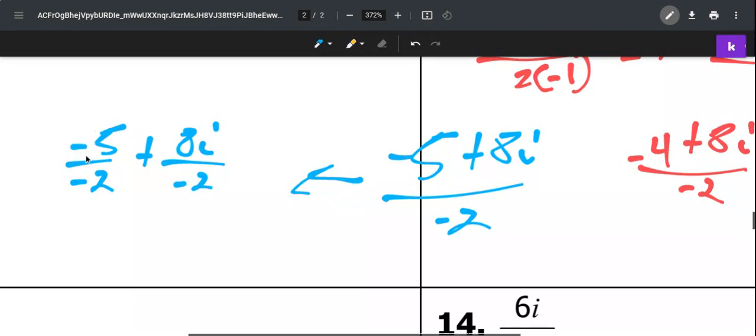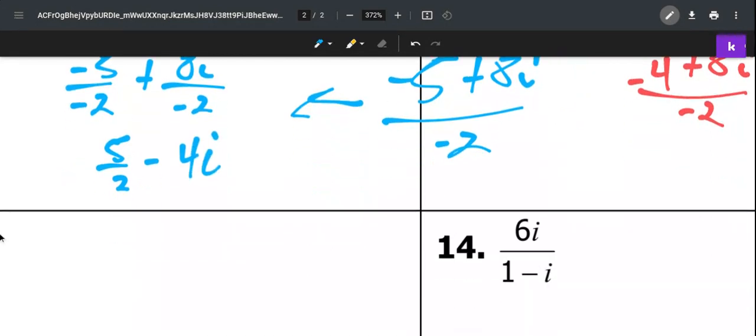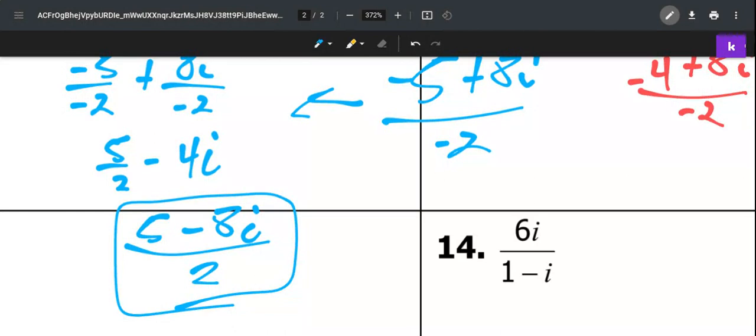Like I could say, okay, this changes to 5 over 2 plus, that would actually divide. But you could write it one of two ways. You could write 5 over 2 minus 4I. You could write it like that. Or you'll also see it left this way. You'll see it left as 5 minus 8I over 2. That way you can write it all together.